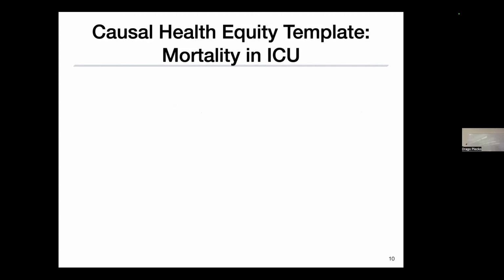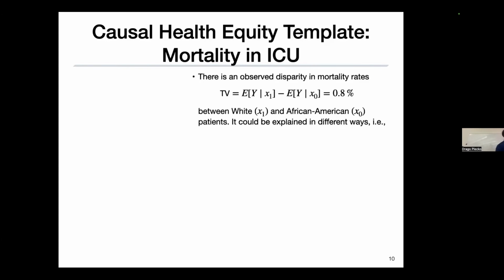Okay, good. So this is the quick crash course into causal inference. After this, I want to start connecting and going towards questions of health equity. I'm going to begin with a specific example, and this is based on real data from the Boston hospital, the MIMIC-4 dataset you may be familiar with.